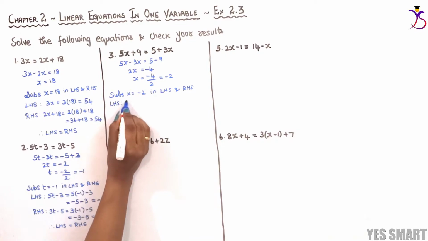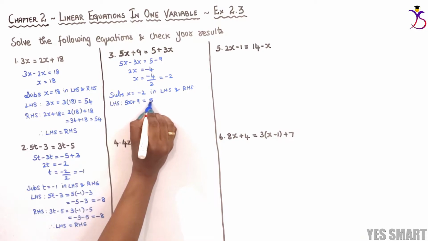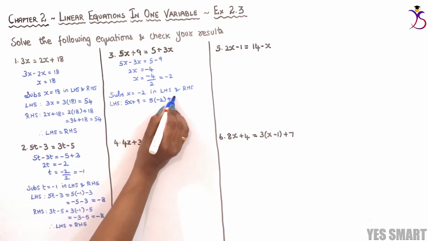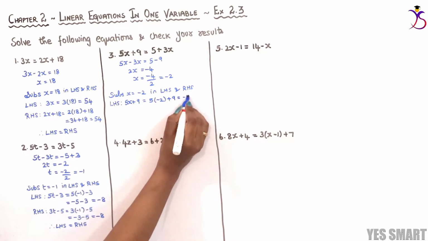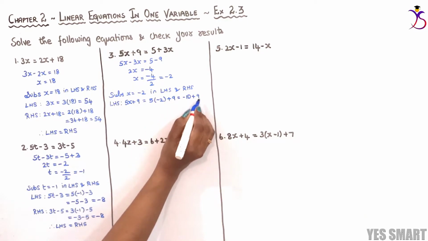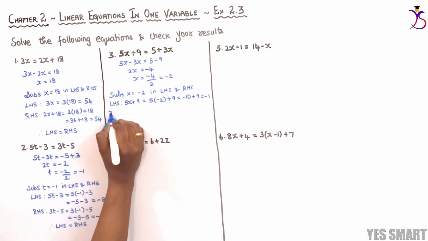LHS 5x plus 9. 5 into the value of x, which is minus 2, plus 9. 5 into minus 2 is minus 10 plus 9. Plus into minus is minus. If we subtract, we will get 1. Greater number sign is minus. So it is minus 1.